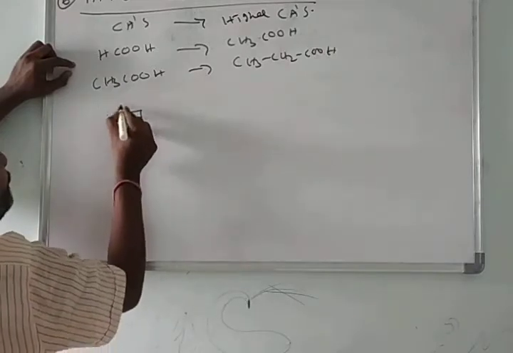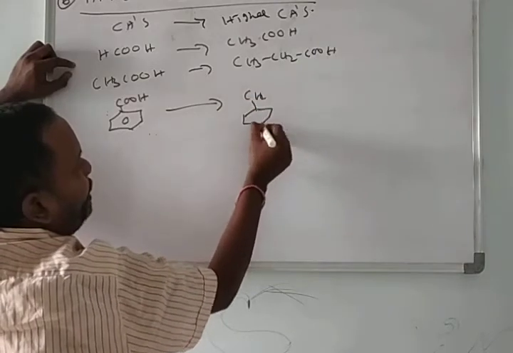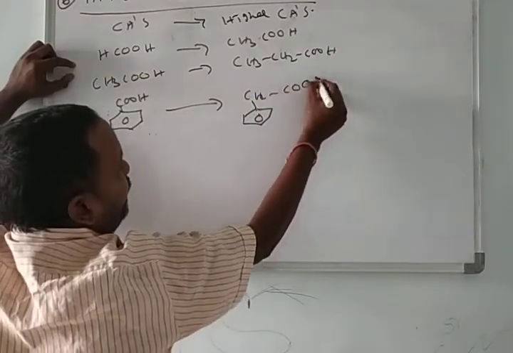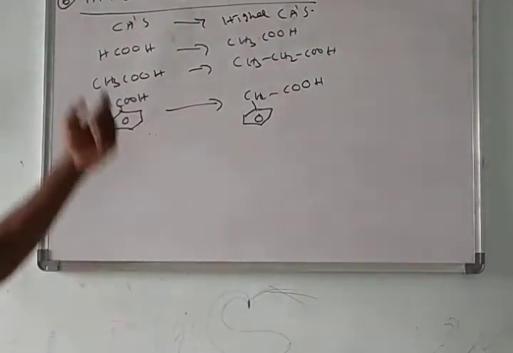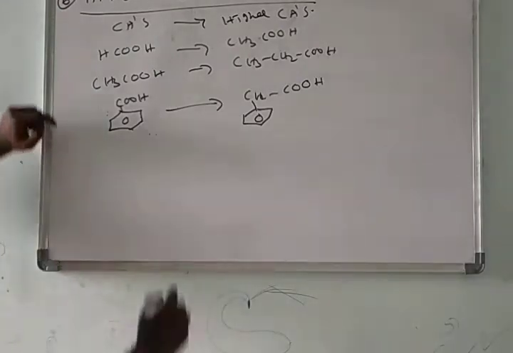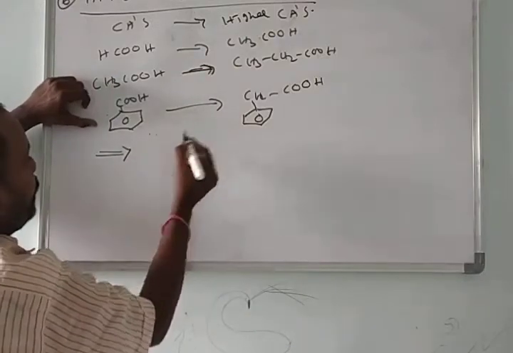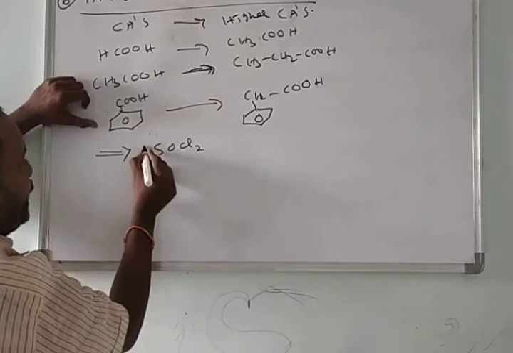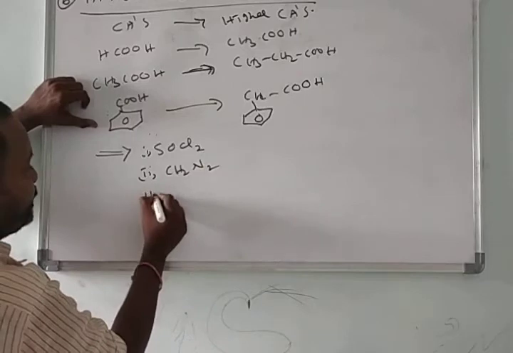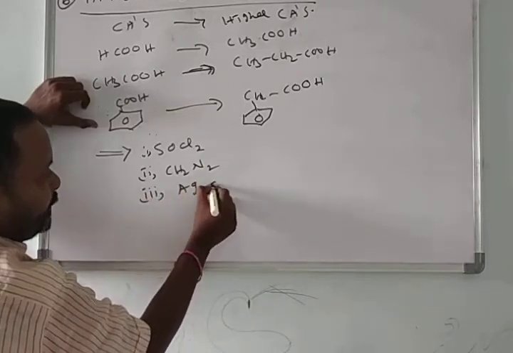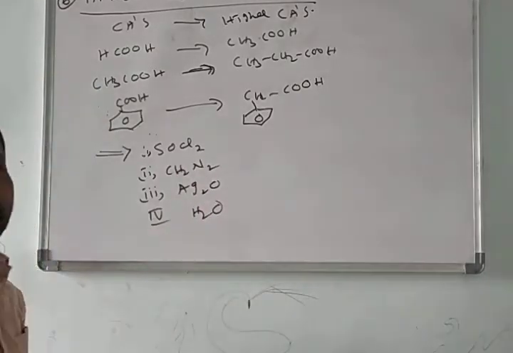Benzoic acid to phenyl acetic acid. Okay, preparation of higher carboxylic acid from the lower carboxylic acid. Here we called it Arndt-Eistert synthesis. What is the reagent here? Okay, in this method the first reagent is thionyl chloride. Second reagent is diazomethane. And third reagent is silver oxide. And fourth reagent is water. This we called as Arndt-Eistert synthesis.